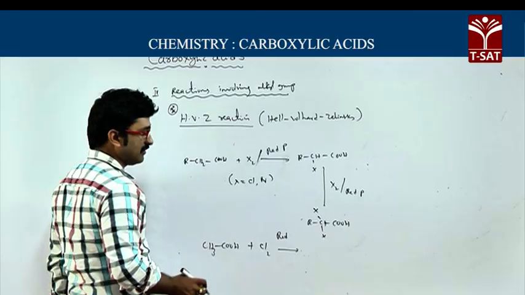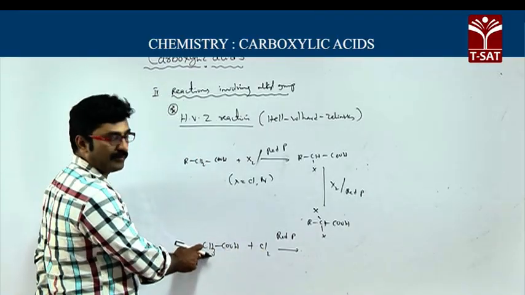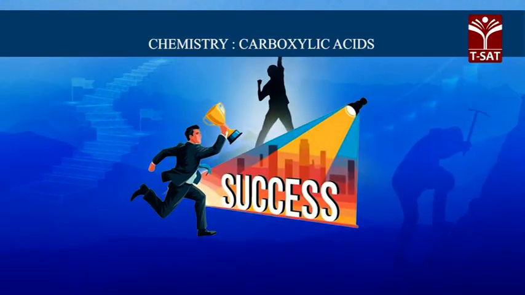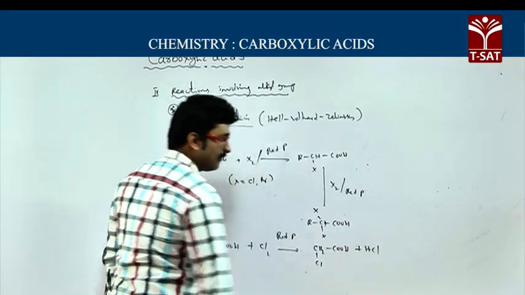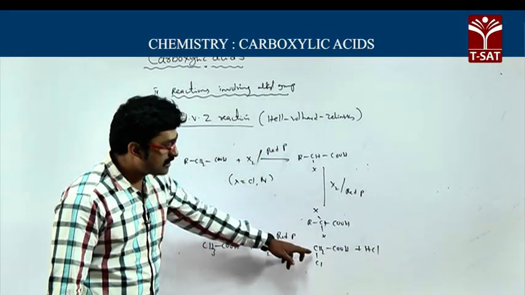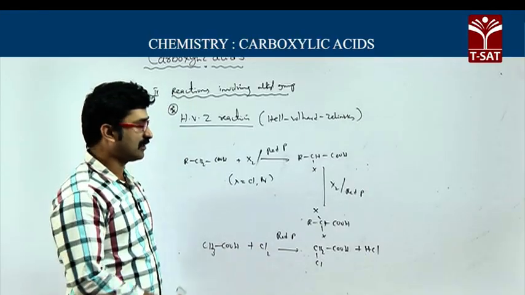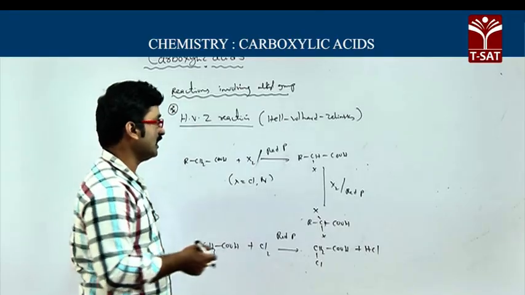Acetic acid on reaction with chlorine in the presence of red phosphorus, here just replace one hydrogen by chlorine. So you will get CH2Cl-COOH, chloroacetic acid, plus HCl. Okay, this chloroacetic acid again reacts with chlorine in the presence of red phosphorus and gives dichloroacetic acid, which on further reaction gives trichloroacetic acid.